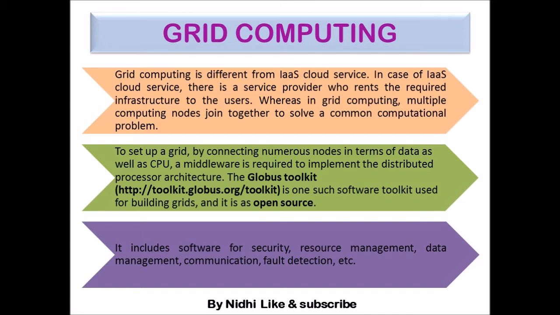So the Globus toolkit is one of the software toolkits that is used for building grids. That is an example of grid computing. It provides the facility of grid computing, and it is open source also. So the difference between grid computing and cloud computing is that cloud computing is proprietary software and grid computing is open source.